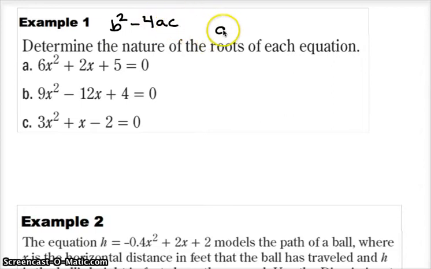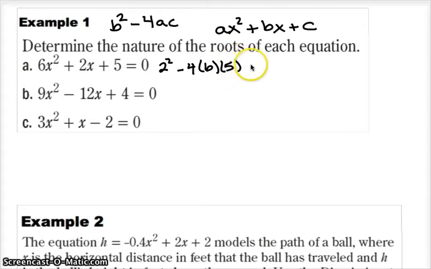Also, remember that the a is the value that comes in front of x squared, b is the value that comes in front of the x, and c is the constant at the end. So, let's look at part A. I'll plug in the values to the discriminant. I get 2 squared minus 4 times 6 times 5.